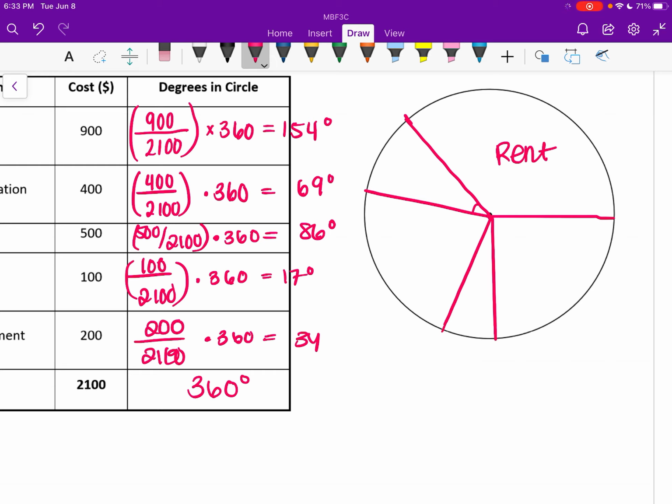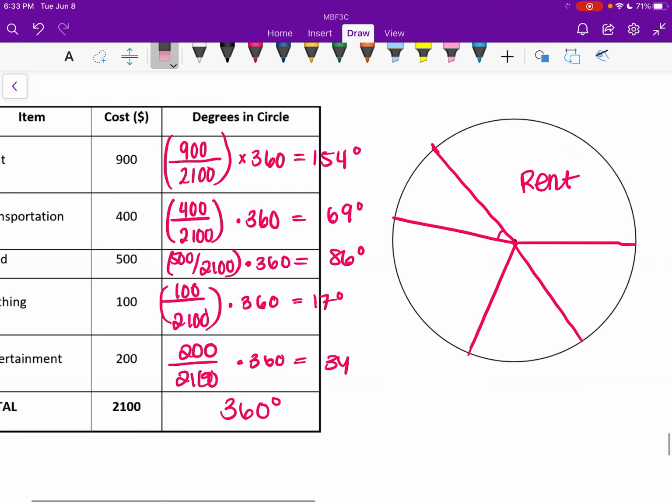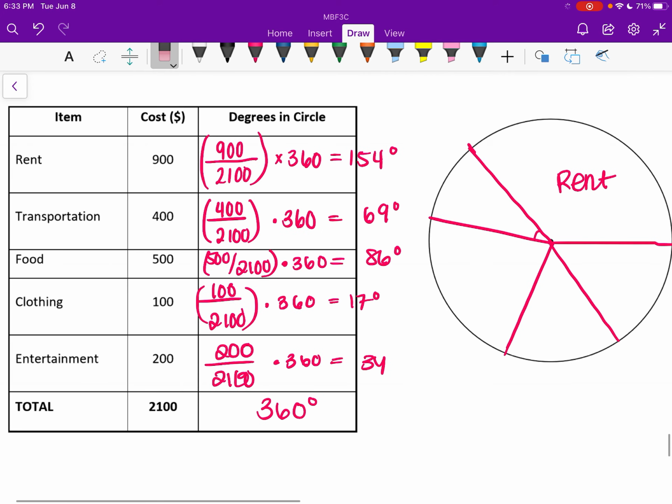And obviously, because I didn't use a protractor, it's not very clear. Right? So that's what it's going to look like. And then each section of this is just going to be, so that's rent. This is transport. This is food, right? This is clothing. This is entertainment.